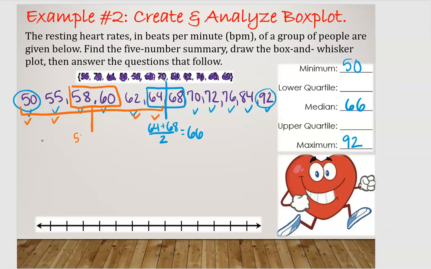So we need to do 58 plus 60 divided by 2. And you can also think about it like what number is directly in between 58 and 60. And we know that it's going to be 59. Or you can use the mean that we have right here to give us that same value. So our lower quartile is 59. Go ahead and figure out what our upper quartile is.